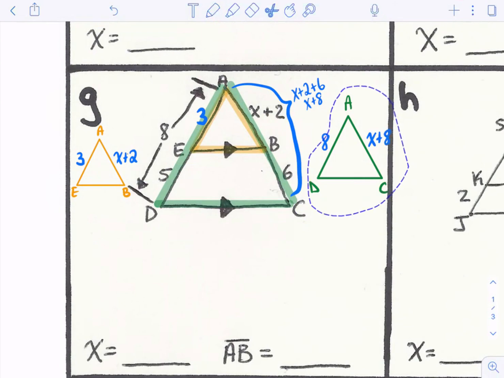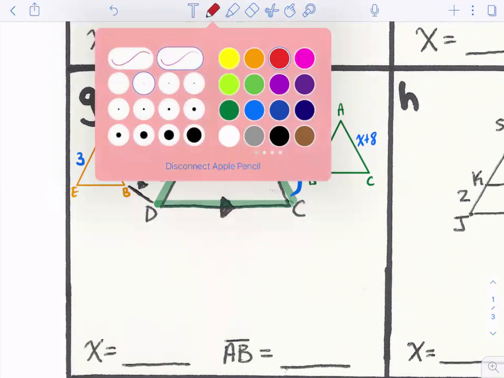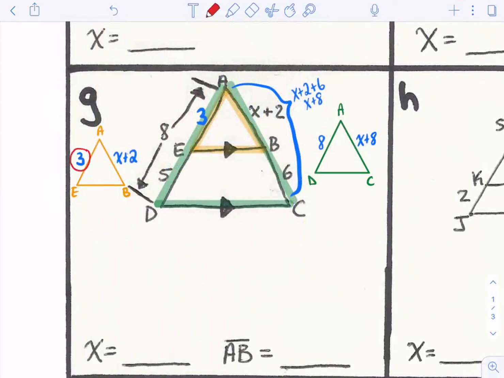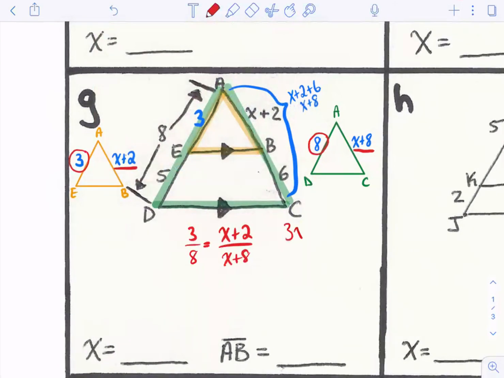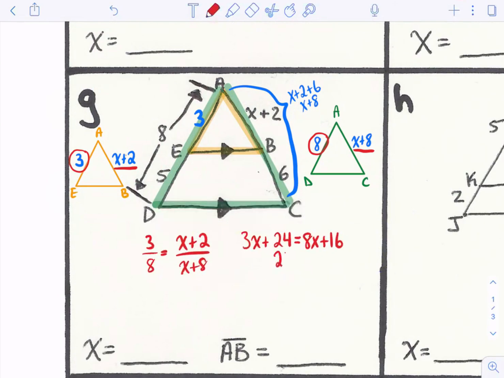And that is how you find the missing parts of overlapping triangles, or at least label them. So now, the left side should correspond with this left side, and the right side with this right side. So 3 over 8 should correspond with x plus 2 over x plus 8. Now I can solve, no problem. So I get 3x plus 24 equals 8x plus 16. And then I can subtract over the 3x. I get 24 equals 5x plus 16.